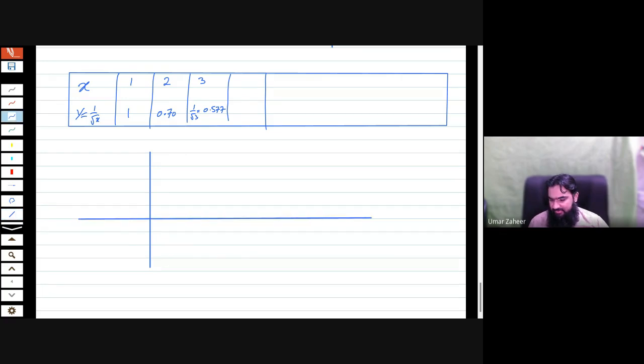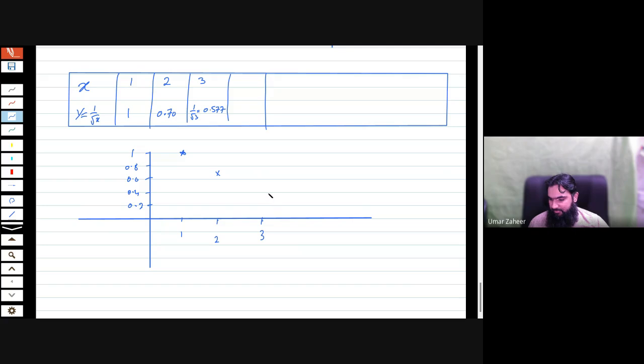We have very small values here. The rest of the values are going to be lesser. So let's say we have 1, 2, 3 on the x-axis, and 0.2, 0.4, 0.6, 0.8, and 1 on the y-axis. At 1, it is 1. At 2, it is 0.7 around here.